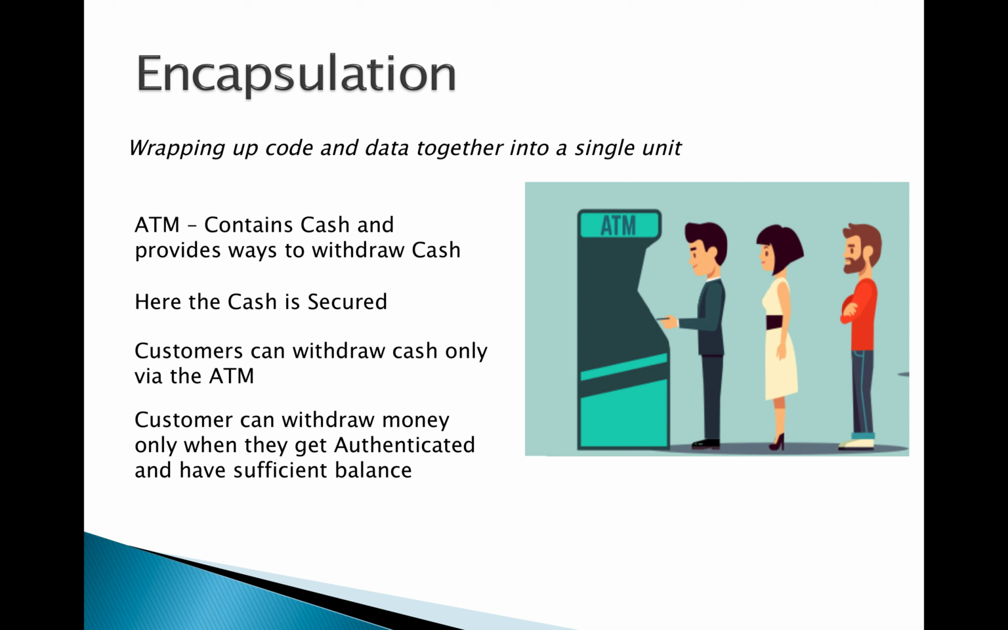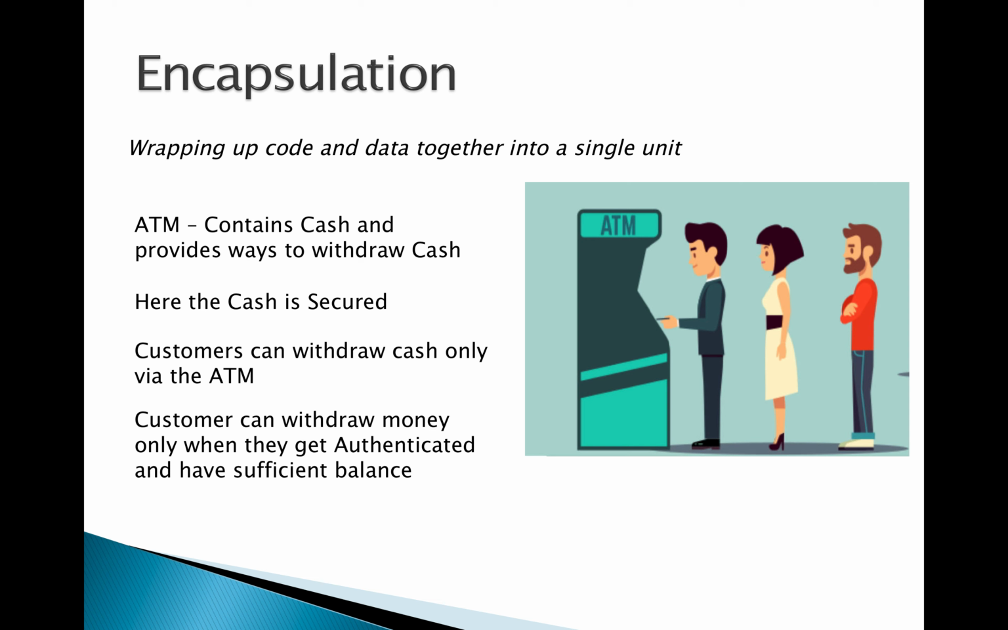You have to swipe your card and it goes and verifies your authentication, and it's also verifying whether you have sufficient balance, and then it is going to give you the money. So there is a control established over accessing the data. Not everyone can go and get the data. They need to have a card or a valid account, and then they should have sufficient balance to get the data.